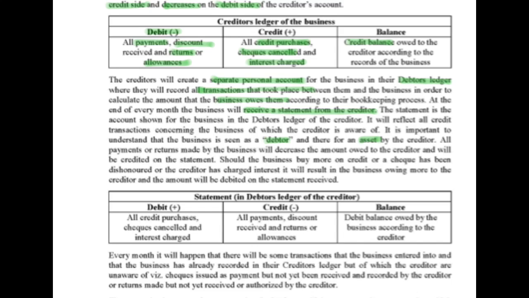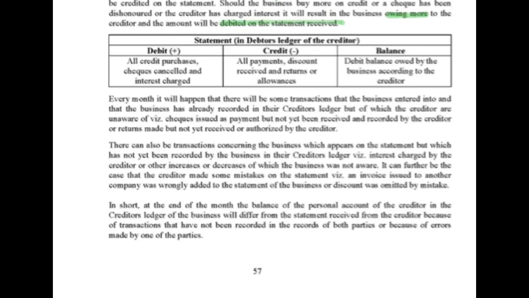So all the payments or returns made by the business will decrease, but this will be done on the credit side, and then an increase will be on the debit side. So should the business buy more on credit, or a check has been dishonored, or the creditor has charged interest, it will result in the business owing more to the creditor, and then this amount will be debited to the statement received. Let's look at a typical statement in terms of the debtor's ledger.